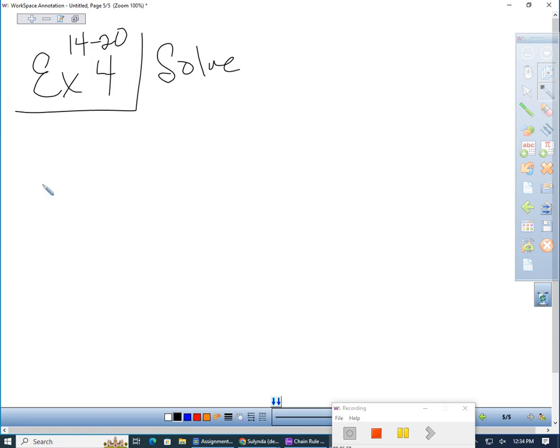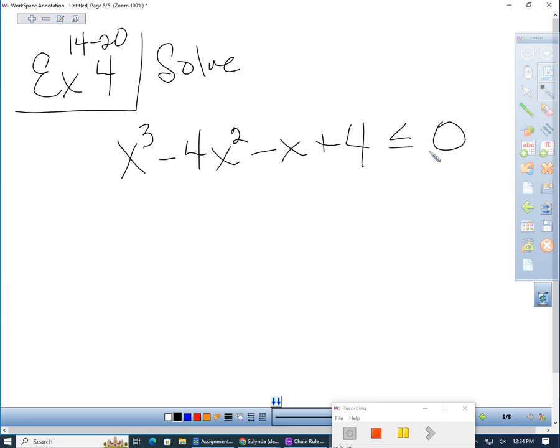And maybe we have something as wonderful as x to the third minus 4x squared minus x plus 4, and let's do less than or equal to 0. All right. So, what are we going to do to start with? If this was equal 0, or if it was a polynomial and we needed to find the zeros, what would we do first?